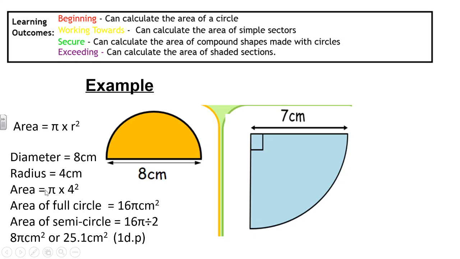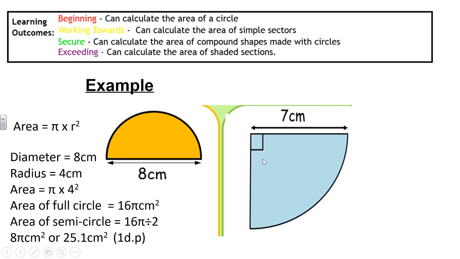So we'd do the area by pi times 4 squared. That would give us the area of the full circle of 16 pi centimetres squared. However, because we want a semicircle and that's half a circle, we need to half our answer or divide it by 2. So the area of our semicircle would be either 8 pi centimetres squared if we're left in terms of pi, or 25.1 centimetres squared if we're changing that to 1 decimal place.